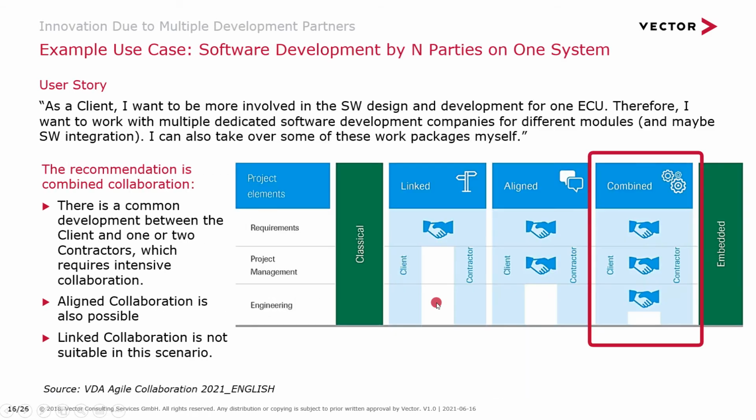To give you an example about the topic we have been talking about, software development by multiple parties on one system. So the user story is the following. As a client, I want to be more involved in the software design and the development of one ECU. Therefore, I want to work with multiple dedicated software development companies. And in this working group, we have defined several levels of collaboration. You see, there's a linked collaboration, there's an aligned collaboration, and there's a so-called combined collaboration. And the recommendation of the working group, in this user story, is to work with a combined collaboration. And in the book, there's a lot of information on how this combined collaboration is characterized.